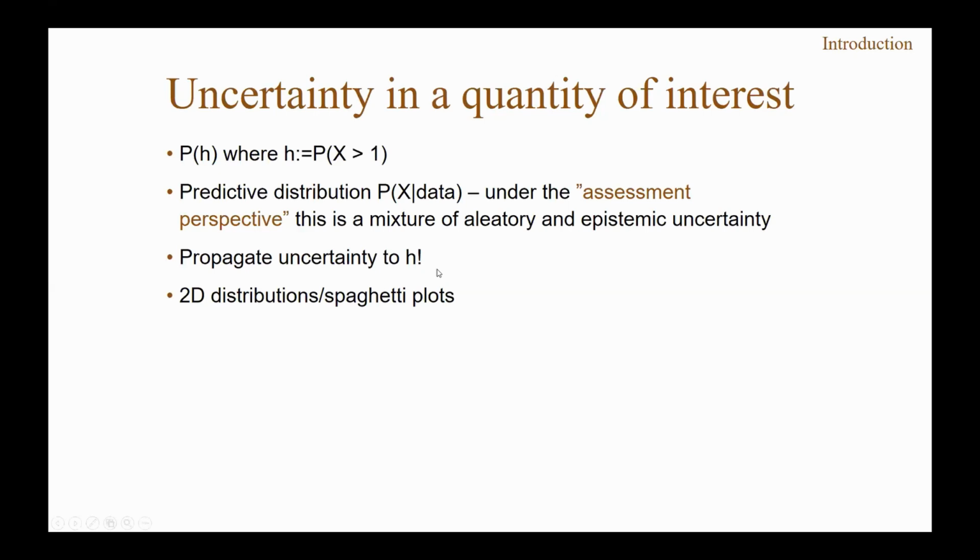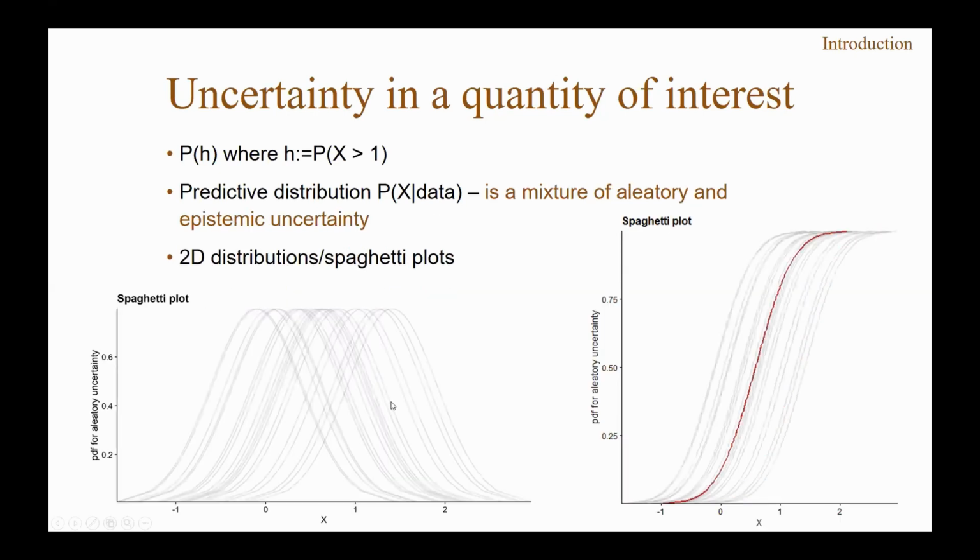Well, we can propagate uncertainty through the model to this quantity H. And if we're going to find something that would correspond to the predictive distribution, it would be something that we call a two-dimensional distribution or a spaghetti plot. It's called a spaghetti plot because it looks like spaghetti, but basically for different random draws from the probability distribution for the parameters, for every draw of parameters, we can visualize the distribution for X. And if we make random draws of the parameters from the probability distribution representing epistemic uncertainty, we get this two-dimensional distribution where the gray line describes aleatory uncertainty, and the differences among the sample of gray lines represent epistemic uncertainty.